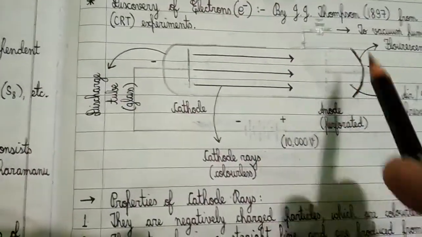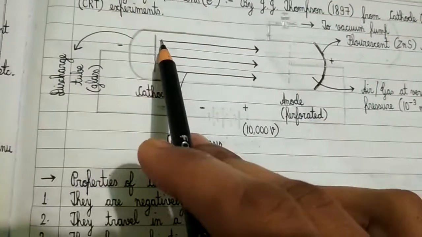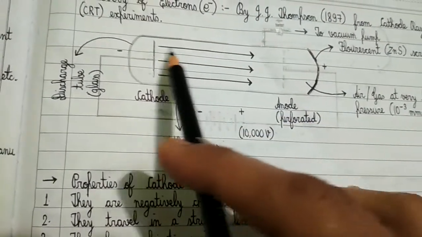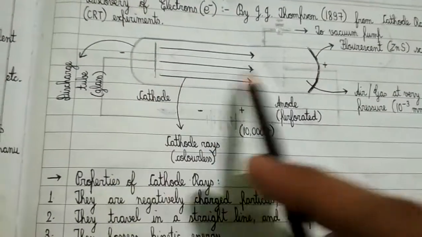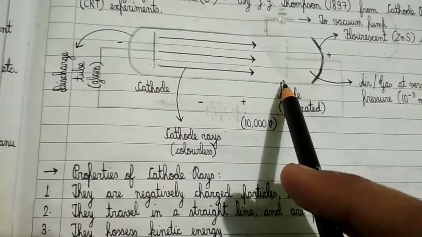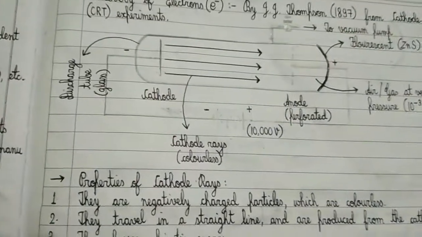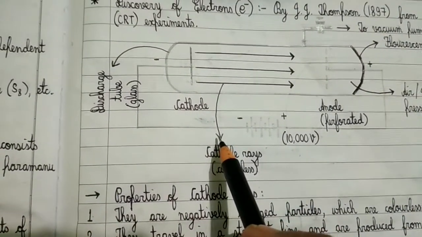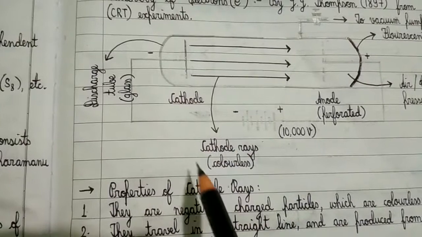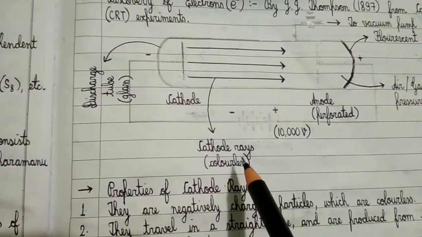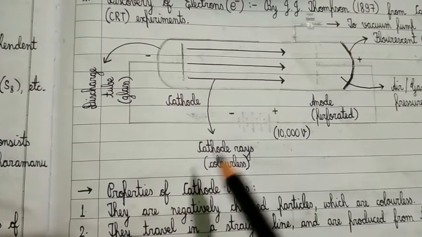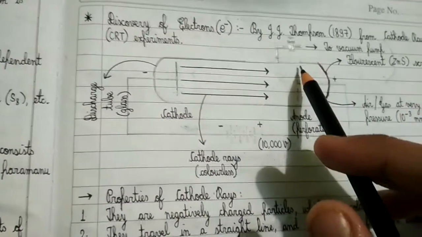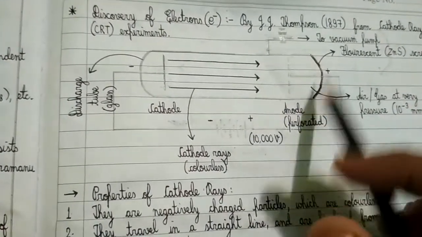On doing all this setup, we find that some kind of rays, some kind of particles, are moving from the negative plate to the positive plate. These rays were known as cathode rays, but I have written here that these cathode rays are colorless. So if they are colorless, how do we get to know that these rays exist? That is the reason why the perforations and the fluorescent screen have been made.